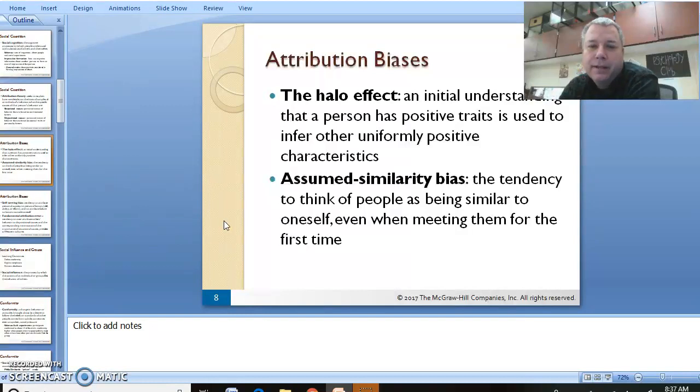The halo effect, basically, if you have a good outlook on somebody, well, then you might give them a halo effect. You give them passes. You listen to their side, but no one else's sides. And assume similarity. We tend to favor people who are more like us. So for me, it would be like 46-year-old goofy guys. I might gravitate towards those type of people.